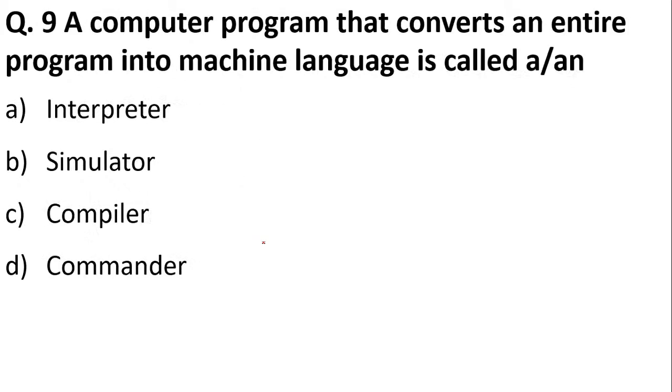A computer program that converts an entire program into machine language is called? So this is a very, very important question that you should remember. Which computer program converts an entire program into machine language? See, a program is a set of codes, and these codes are written in English language. That is why these are called HLL, high level languages. See, software engineers, whenever they write codes, if they write in computer language, it will be very tough, because you know that computer understands only binary language, which is also called machine language.